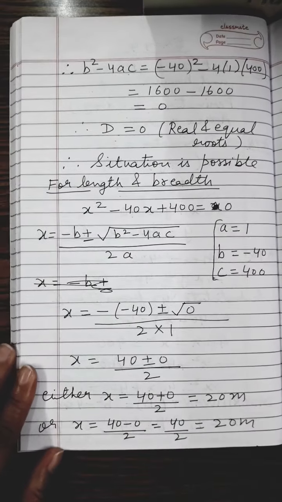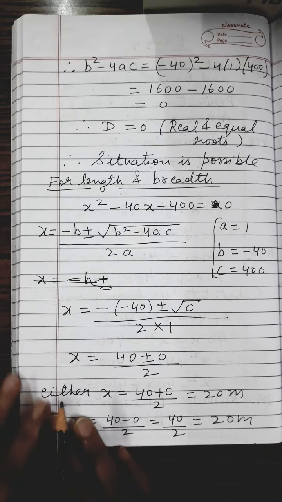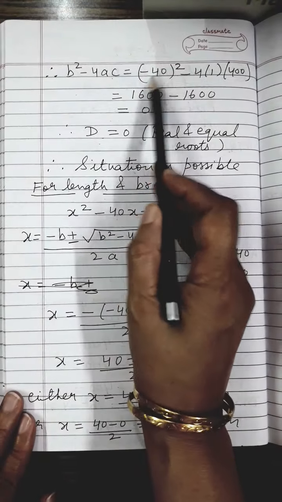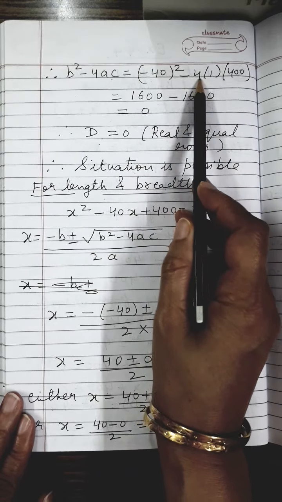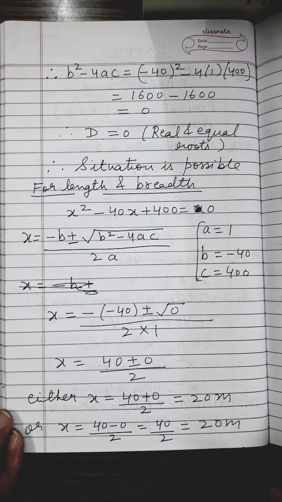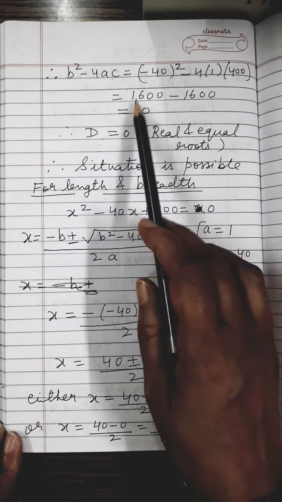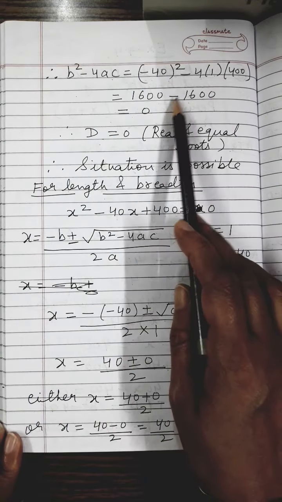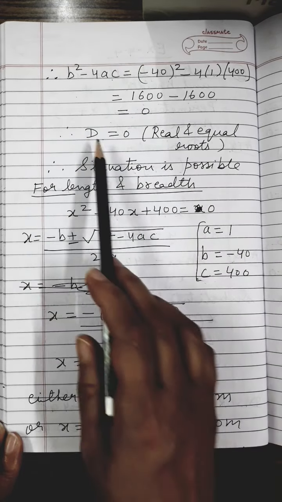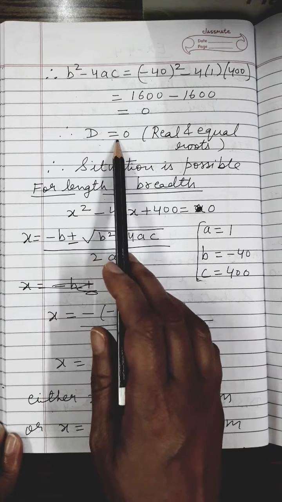So what will I obtain? b square minus 4ac. Substitute the values of a, b, c. b is minus 40. So (minus 40) square minus 4 into 1 into 400. (Minus 40) square, minus 40 into minus 40, gives you 1600. Multiply, you get minus 1600. 1600 minus 1600 gives you 0. So what are you getting? Discriminant D equals to 0.